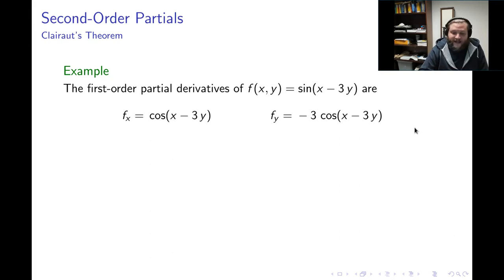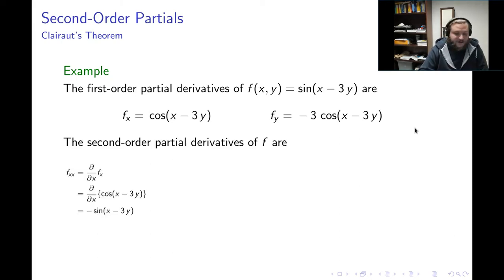But now I could use these two first order partials to construct all of my second order partials. So the first one I did here was f sub xx. So to construct the second order partial with respect to x twice, that means I take the partial derivative of f sub x with respect to x. Well, f sub x is cosine of x minus 3y, and when I differentiate cosine of x minus 3y with respect to x, I produce negative sine of x minus 3y.